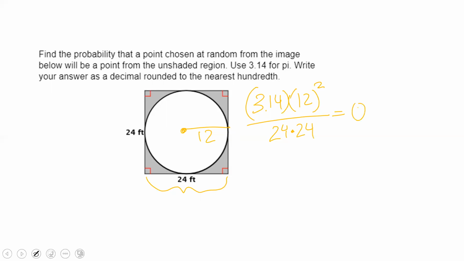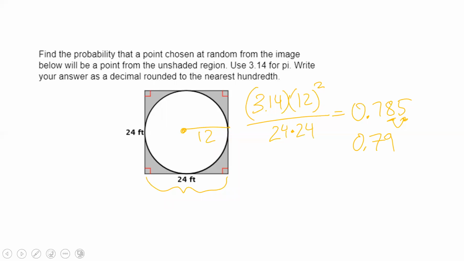That's going to give me 0.785. That terminates there. We want to round it to the nearest hundredth. So again, we look at the 8, the 5 will make it round up. So we'll have 0.79 as my final answer. That's probability with area.